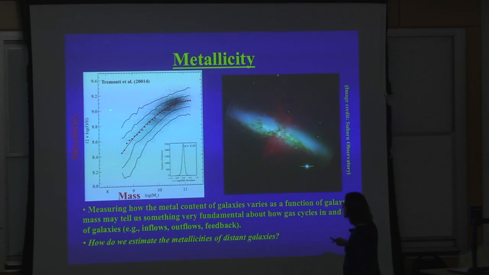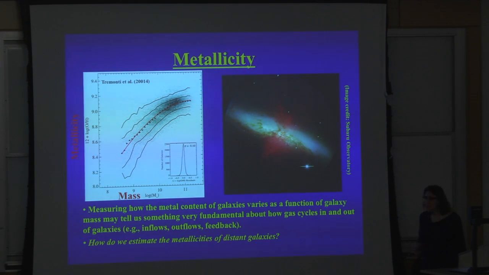You can see that in the local universe, this was done with about 50,000 galaxies from the Sloan Digital Sky Survey, there's a relationship between the proportion of metals in the interstellar medium and the stellar mass of a galaxy, such that more massive galaxies have a higher oxygen abundance in their interstellar medium. Looking in detail at this relationship, it may tell us something very fundamental about how gas cycles in and out of galaxies. It may tell us about the importance of these outflows as a function of galaxy mass.